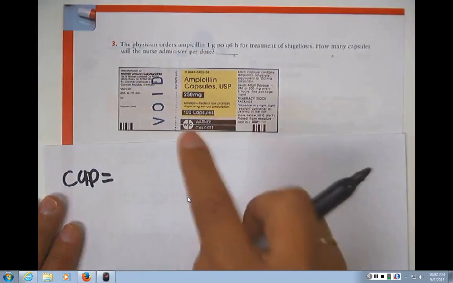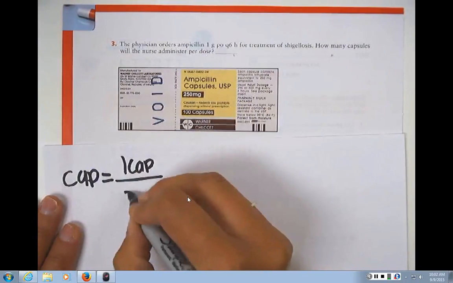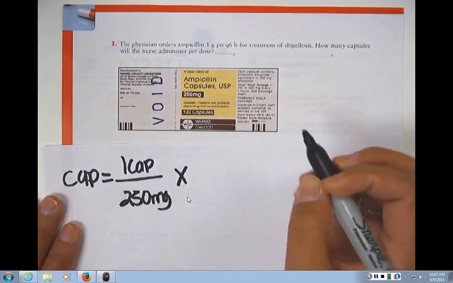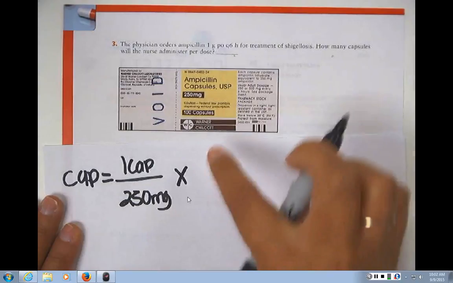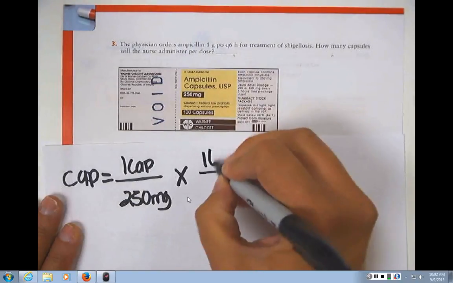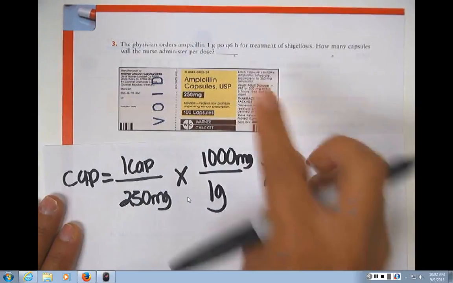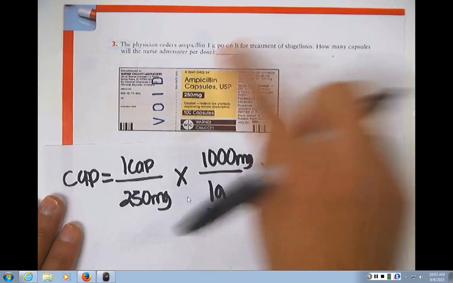My dose on hand is 1 cap equals 250 milligrams. I've got to convert, so I'm converting milligrams to grams, so I'm going to put milligrams up here first. And 1,000 milligrams is 1 gram. And now I'm just going to add my physician's order. My physician ordered 1 gram.